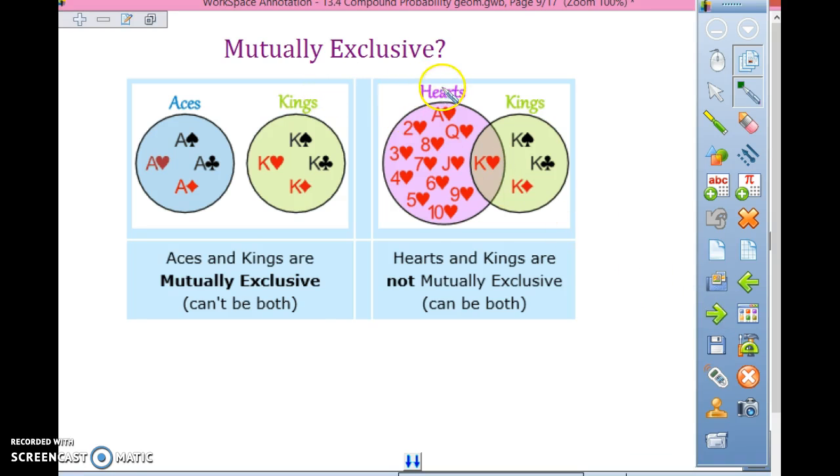So here's an explanation. Mutually exclusive. Remember, they can't happen at the same time. So if we look at some Venn diagrams, a card cannot be an ace and a king at the same time. But a card could be a heart and a king at the same time. So notice the king of hearts would be in the purple circle and in the green circle. So this example is not mutually exclusive, and the first example is mutually exclusive.